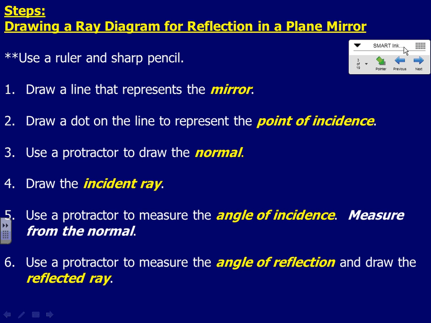And you do not need to label the normal because we draw it the same way all the time. The normal's the dashed line, the mirror is the straight line. Let's take our ruler and let's just have a ray coming in. And I really don't care what angle you choose at this point. So just have a ray coming in and hit that point of incidence. Put an incoming arrow.